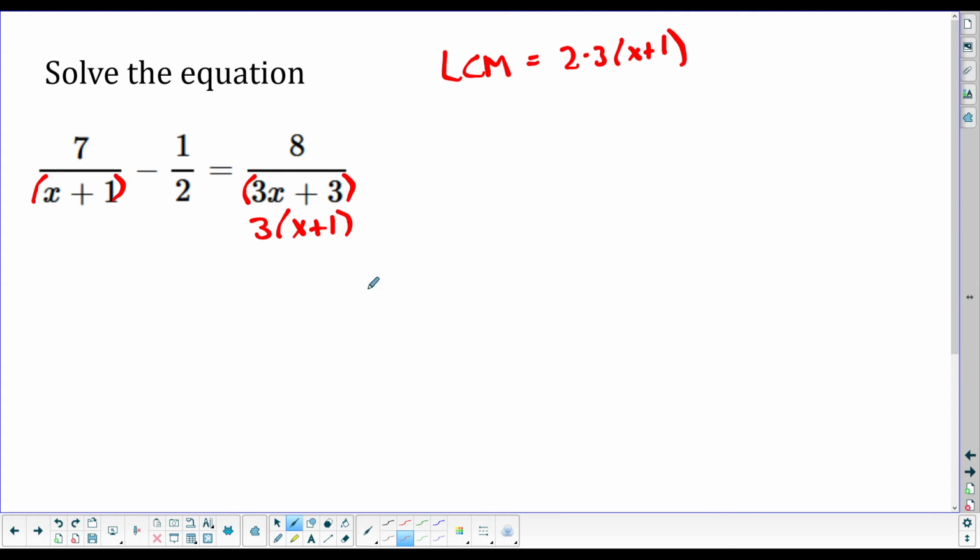And what I'm going to do is multiply each one of these terms by that. So I'm going to go ahead and write this out. So I have 7 times 2 times 3 times x plus 1, and I'm going to write that out a little bit differently just to make it more clear. So I have 7 times 2 times 3 times x plus 1 over my least common multiple. So this is going to be 2 times 3 times x plus 1.